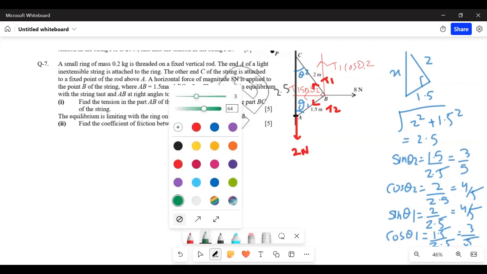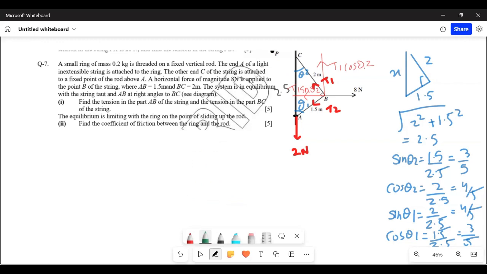For the other tension T2, again, there's going to be a component in this direction, and there's going to be a downward component, which I'm going to draw here instead. Now the horizontal component is the opposite component. It's going to be T2 sine theta 1.